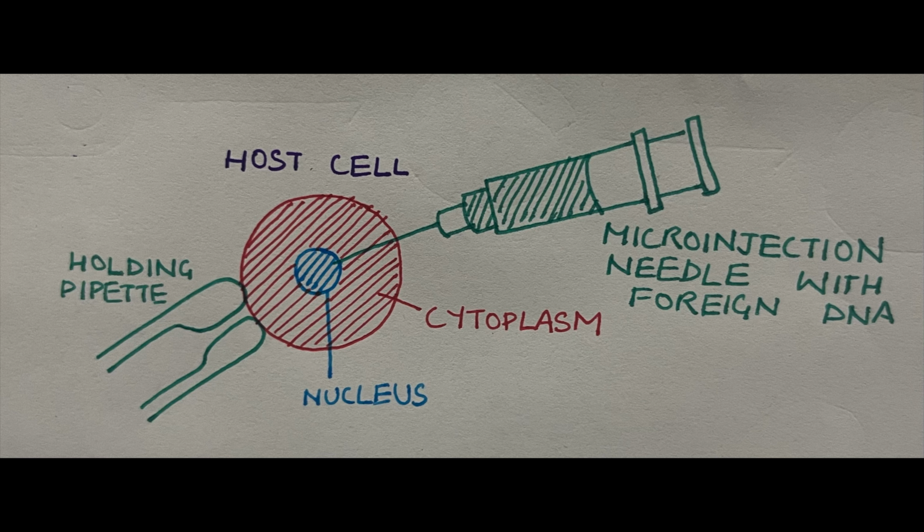The cells to be microinjected are placed in a container. A holding pipette is placed near the target cell. It uses gentle suction to hold the cell during the injection process. The micropipette containing the desired contents is mounted on a micromanipulator, which allows precise positioning and movement of the pipette. The micropipette is lowered near the cell.